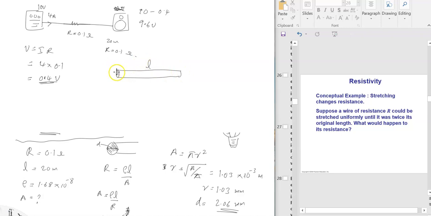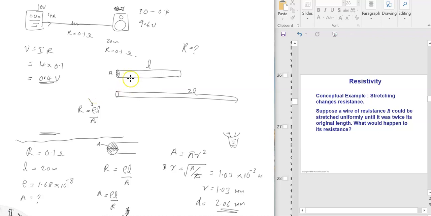Has some length, some area, and then you're going to stretch it till the length is doubled. Now it's 2L. What happens to the resistance R? That's the question. We know that resistance is given by rho L over A. Just because you stretch or compress the wire, resistivity is not going to change. It can change with the temperature, but physically stretching it won't change resistivity much in a measurable way.